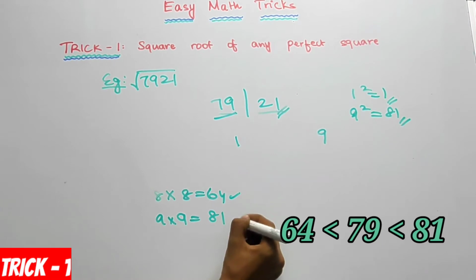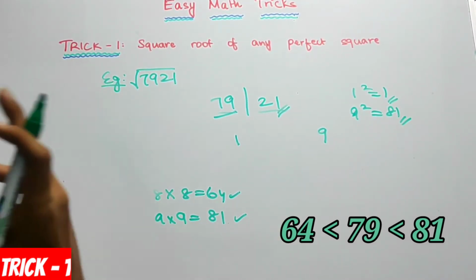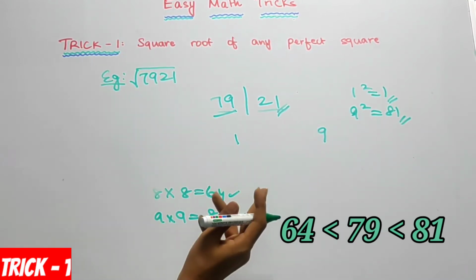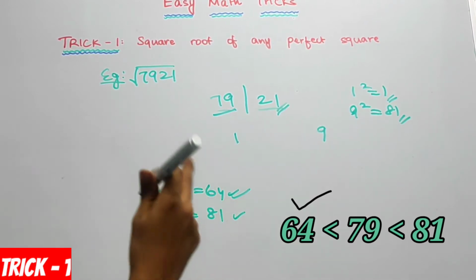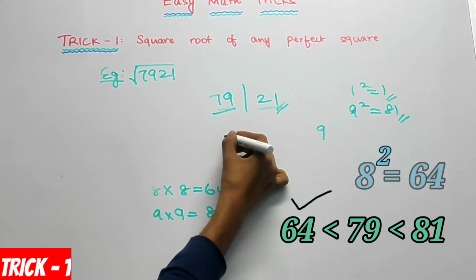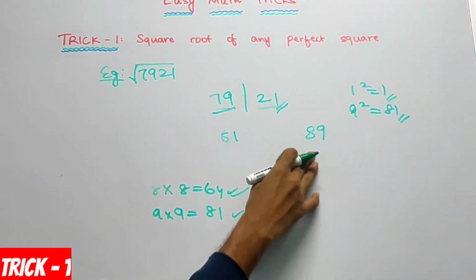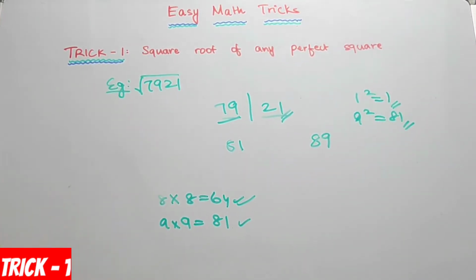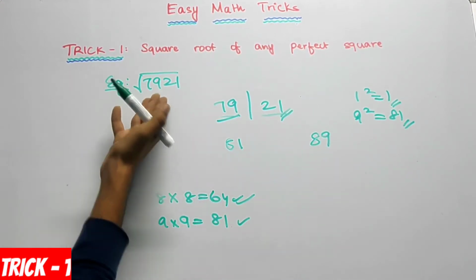So you can recognize that this number 79 is between 64 and 81. Now you have to choose the number which is lesser than 79. So 64 is lesser than 79, so you choose 64. Since 8 square is equal to 64, you choose 8. So 8 is the first digit. Your number can be 81 or 89, so the square root of 7921 can be 81 or 89, but it has to be one of the two.